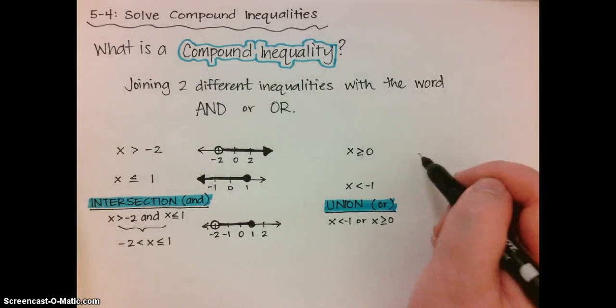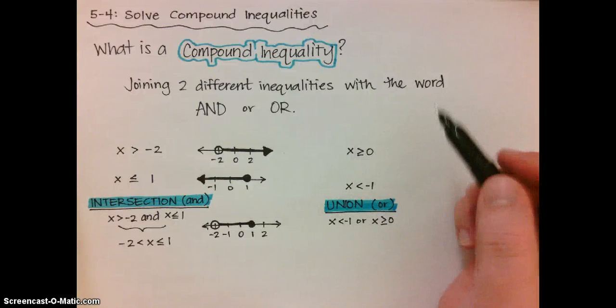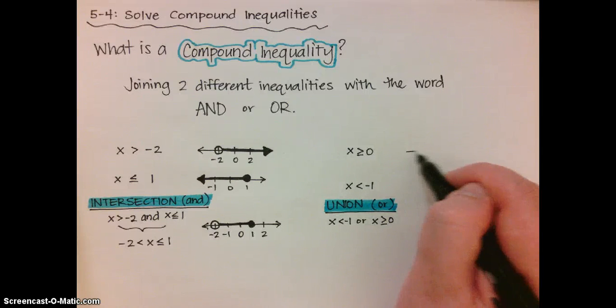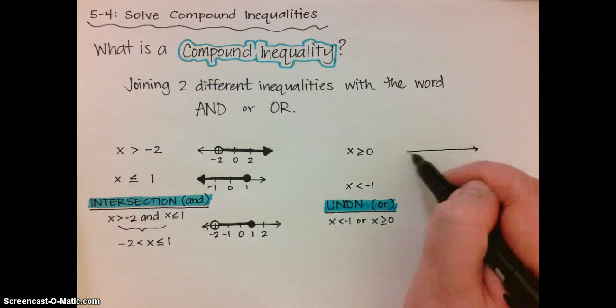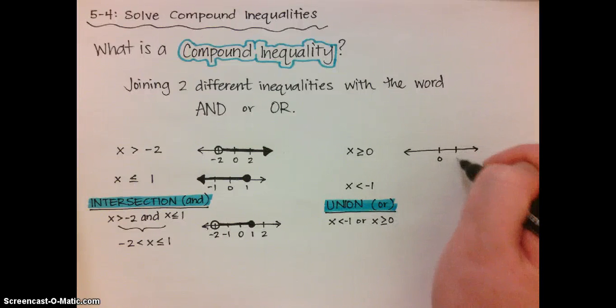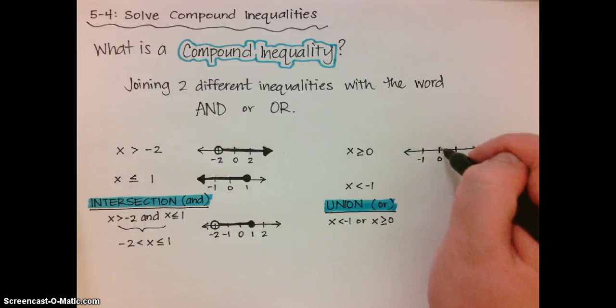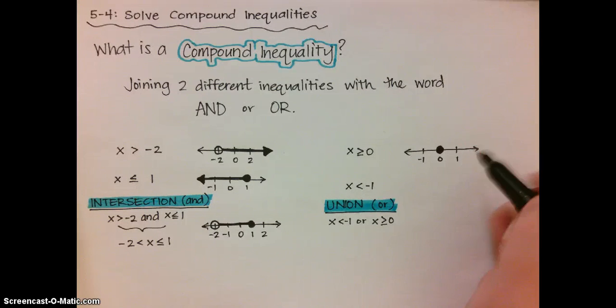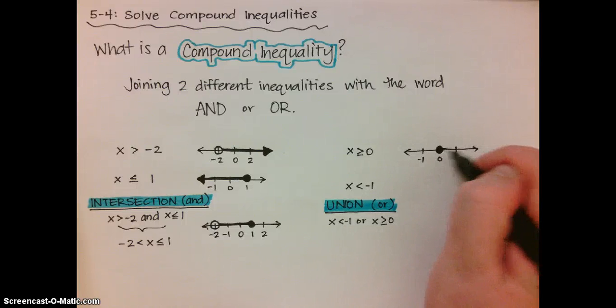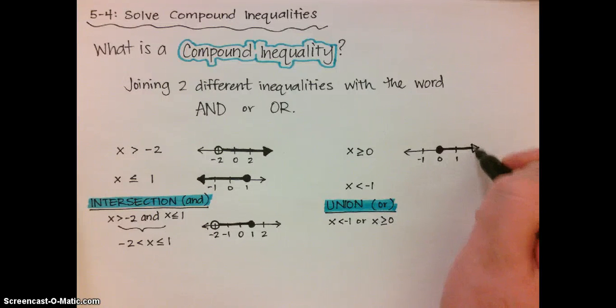Now looking on the right-hand side, I have two more inequalities. This time we're going to do the union of them. So let's start just by looking at what each of these inequalities look like on a number line. 0, 1, -1. If I was going to graph this, I would fill it in on the number 0, and it's all the numbers that are greater than or equal to 0. So it's all these that are going in the positive direction to the right.